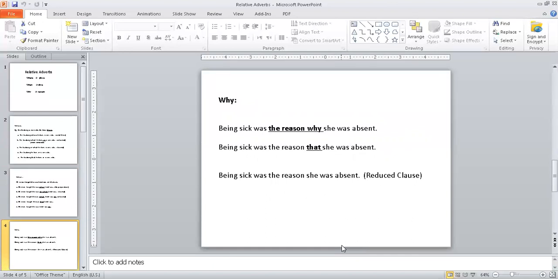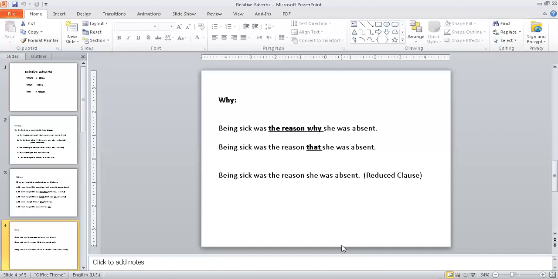It's possible to use that. And we say being sick was the reason that. Also that follows the reason. Being sick was the reason that she was absent. Or being sick was the reason she was absent. We didn't use why here or that. We dropped why and that. Being sick was the reason she was absent.